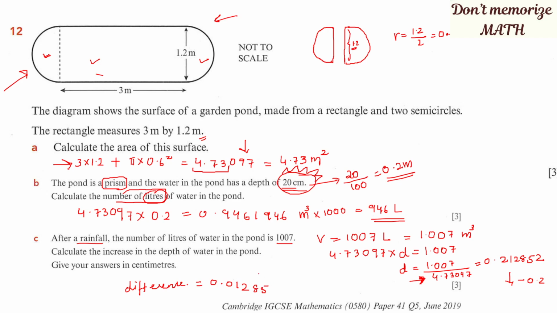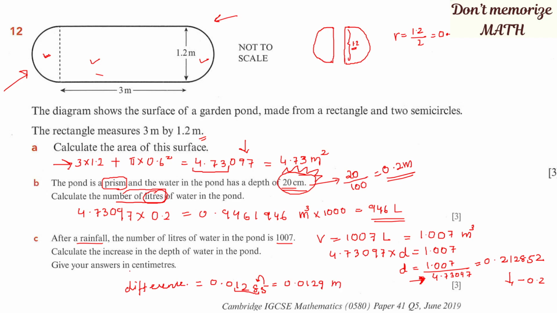Okay, this is the final answer for this. So you can round and write in 3SF. You can see the next number: if it is 5 or more than 5, you change it to plus 1. So you'll get 0.0129, but this answer is in meter.